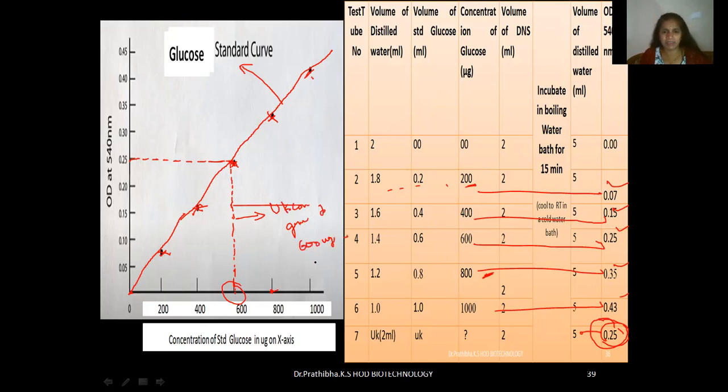Okay, so this answer you can write in your table. We have put this question right here, and you can write in the answer: the 600 microgram amount of glucose, that particular concentration, was given by the examiner to you to analyze.